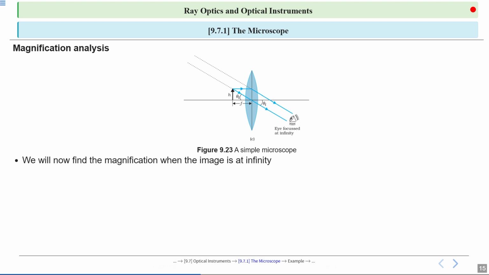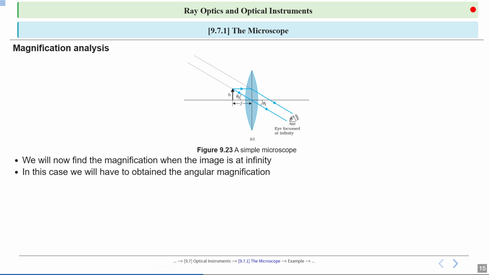Now let's talk about magnification when the image is at infinity. This is a specific condition where the image formed by the microscope appears to be at infinite distance. This setup is often used to reduce eye strain during prolonged observation. We will explore how this affects the magnification process.